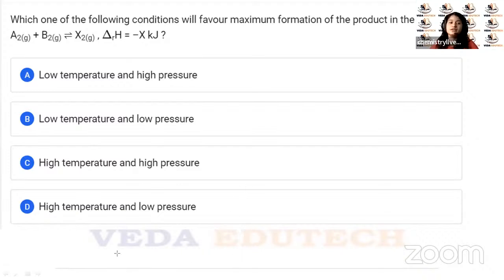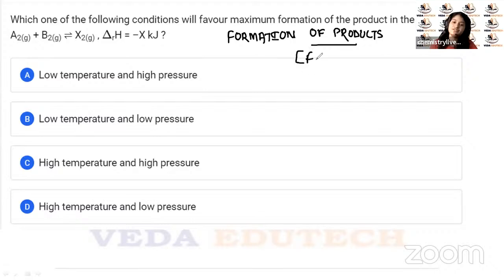Okay, children. So here I'll read the question, then I'll explain, then you have to solve it by yourself again. Which one of the following conditions will favor maximum formation of the product in the reaction? When we are talking about the formation of products, then we are talking about the forward reaction.